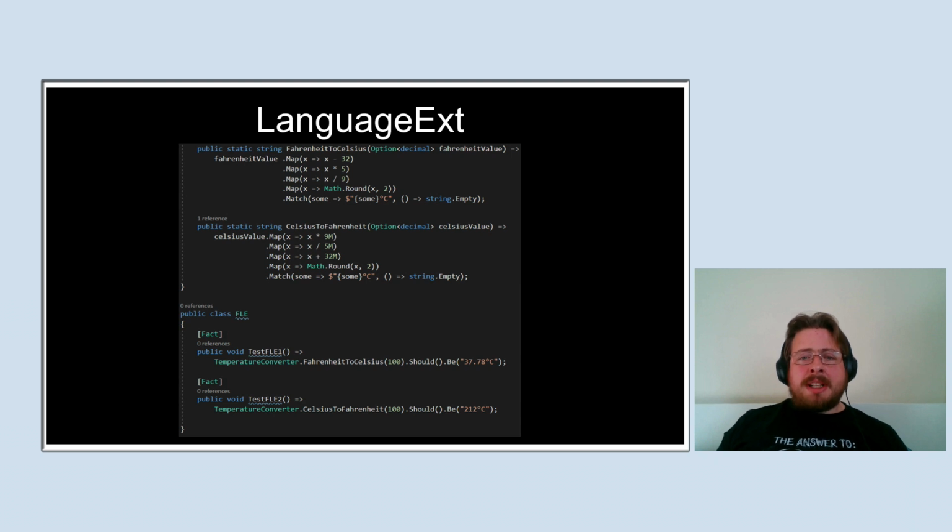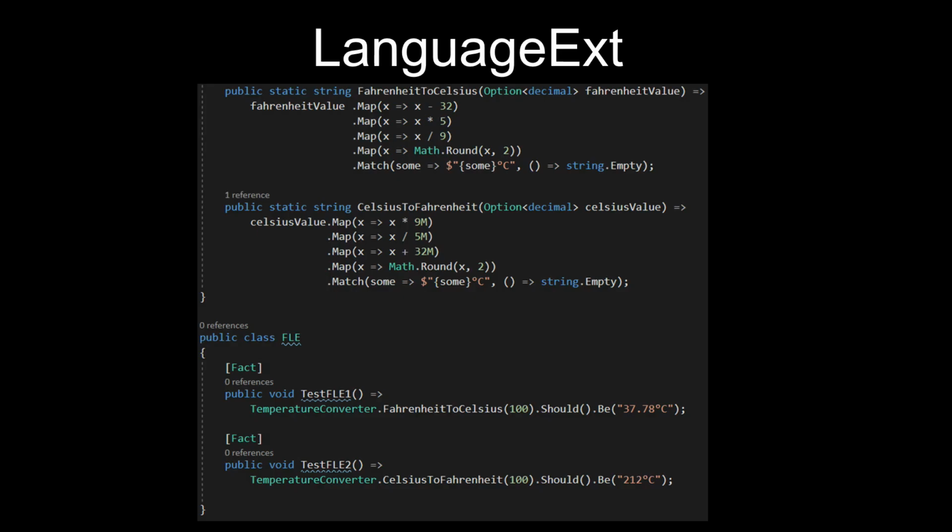This is an example of a monad here. It's pretty similar to what I did, except you use maps instead of binds, and then it collapses out to a match at the end. And the match is what you need to use to define what's the final return value. So yeah, absolutely. It's otherwise mostly pretty much the same.